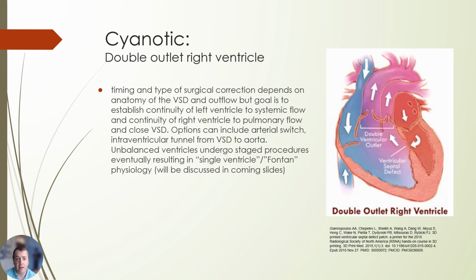Next, cyanotic heart lesion, double outlet right ventricle. As you can see, the pulmonary artery and the aorta are both in the right ventricular outflow, and depending on the unbalanced nature, the timing and type of surgical correction is variable. The goal is to establish continuity of the left ventricle to the systemic flow and the continuity of the right ventricle to the pulmonary flow, and close the VSD. Multiple different options for that. However, if the left ventricle is terribly hypoplastic, you may end up with a single ventricle or Fontan physiology, which we'll talk about upcoming.